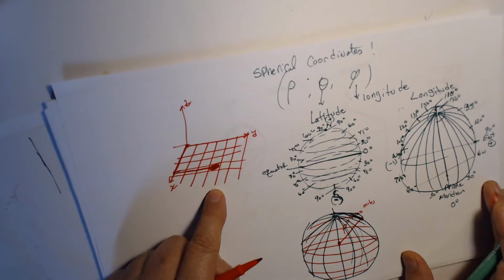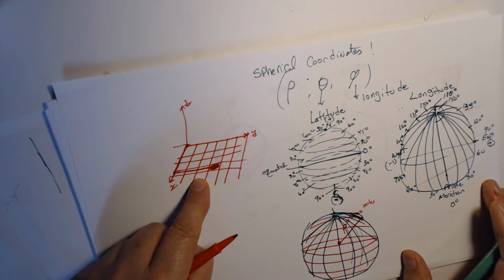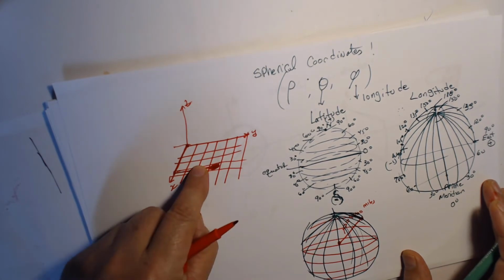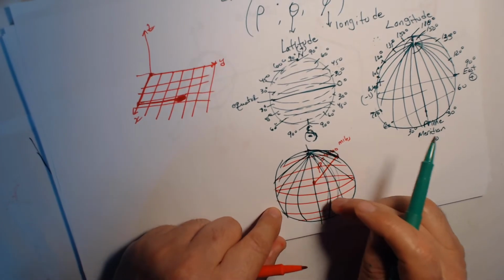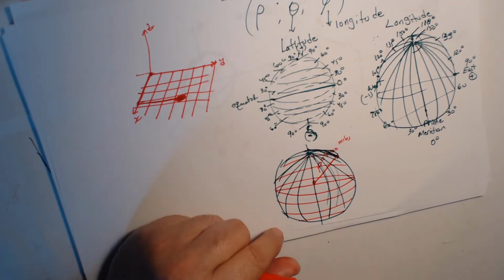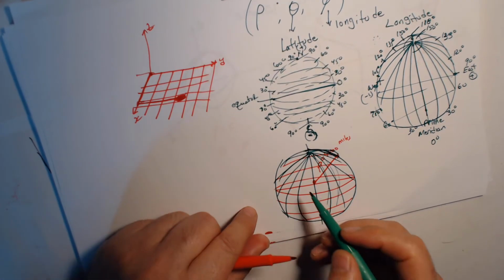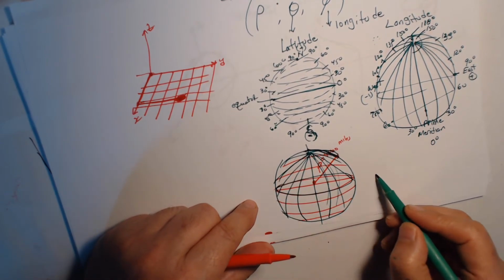Therefore, here we divided our xy plane into grid paper, and all sides are straight lines. But here we divided our sphere into circles. What do I mean by circles? I want you to think of a hula hoop. Go to the equator, and you have the largest hula hoop.